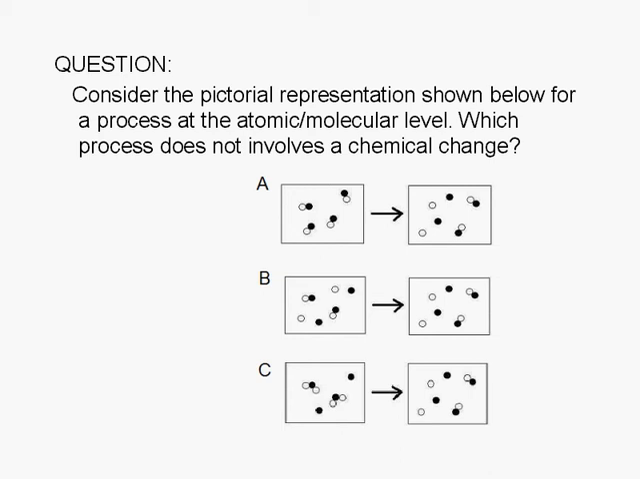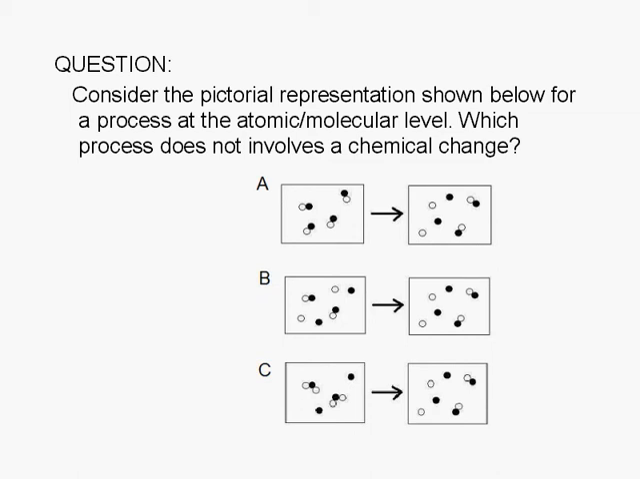Consider the pictorial representation shown below for a process at the atomic molecular level. Which process does not involve a chemical change? A, B, or C?